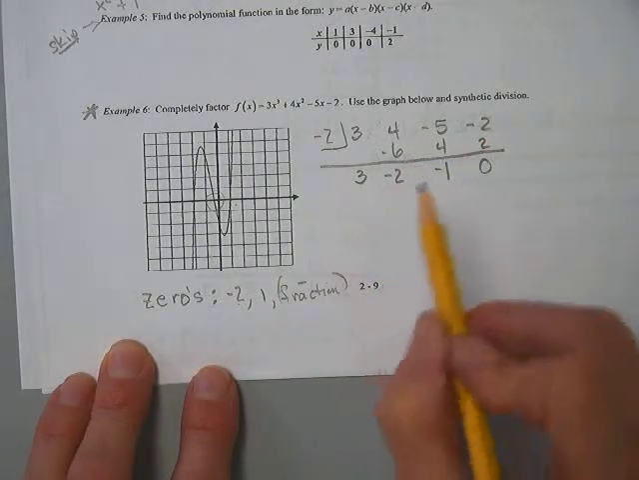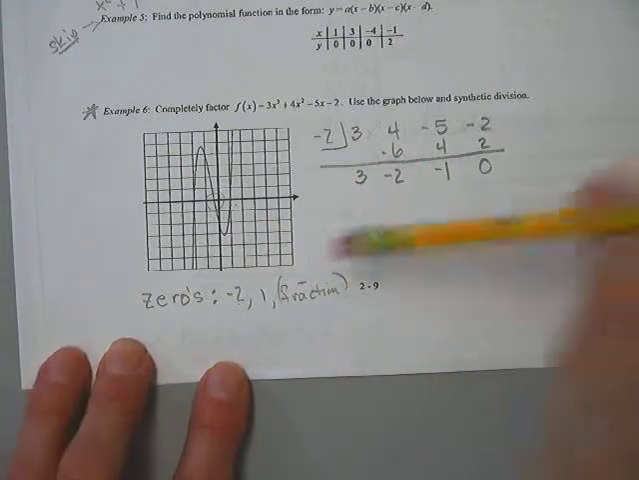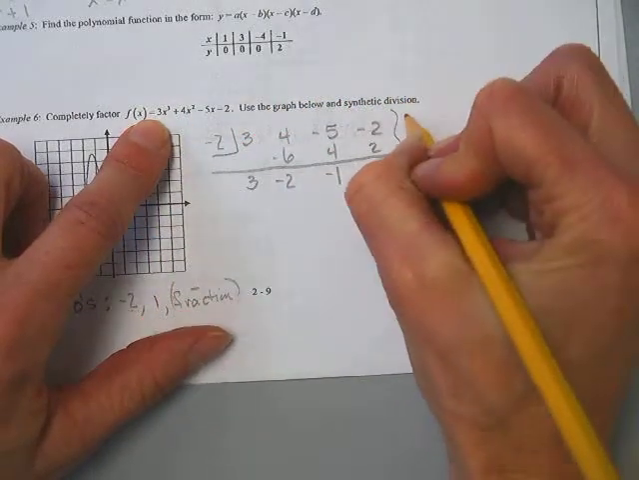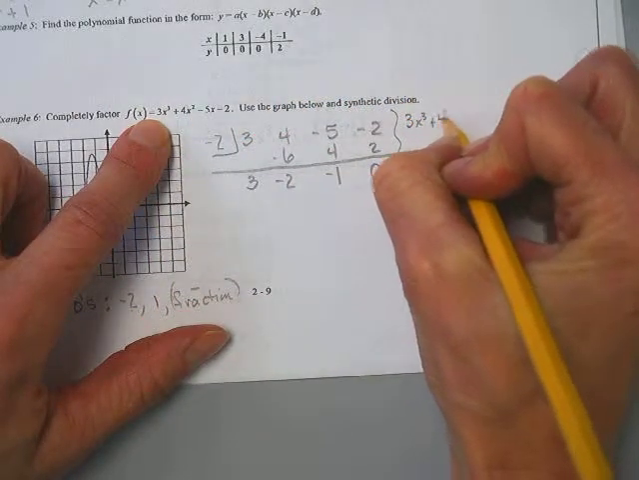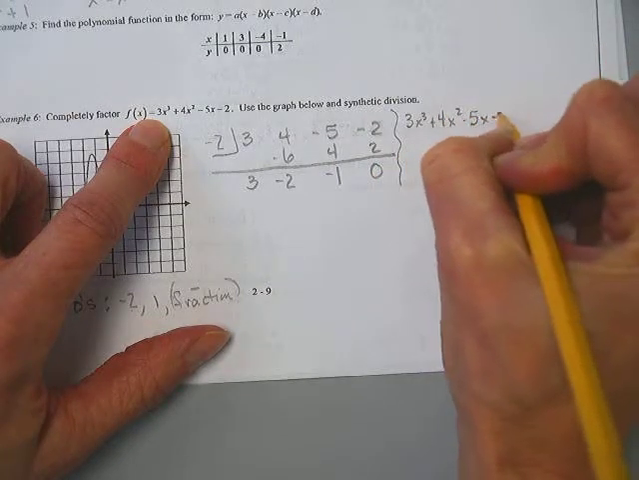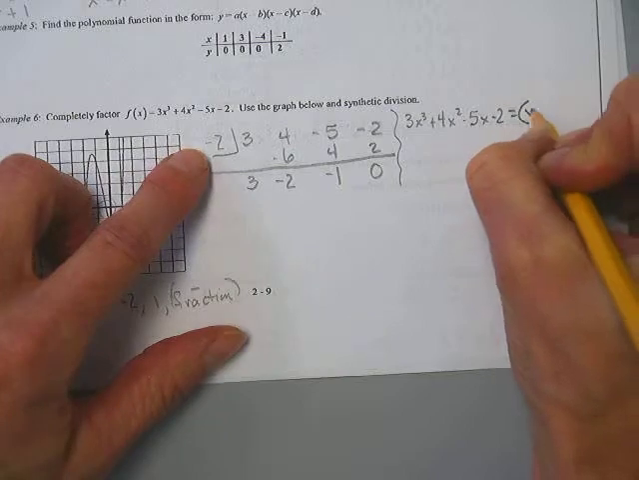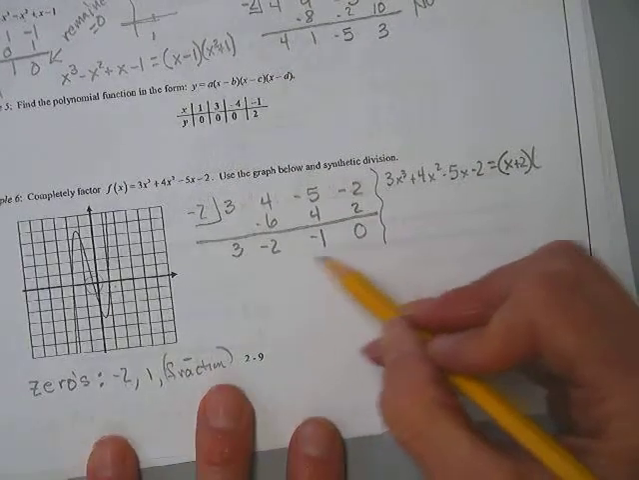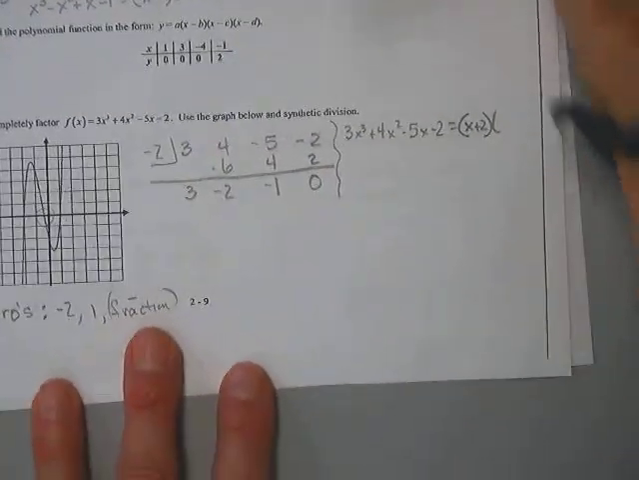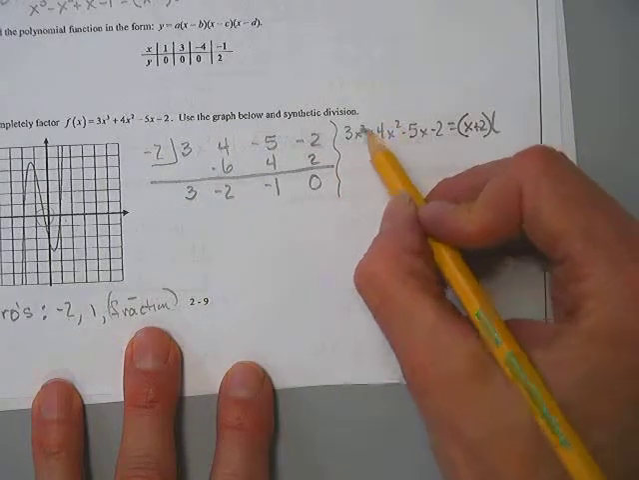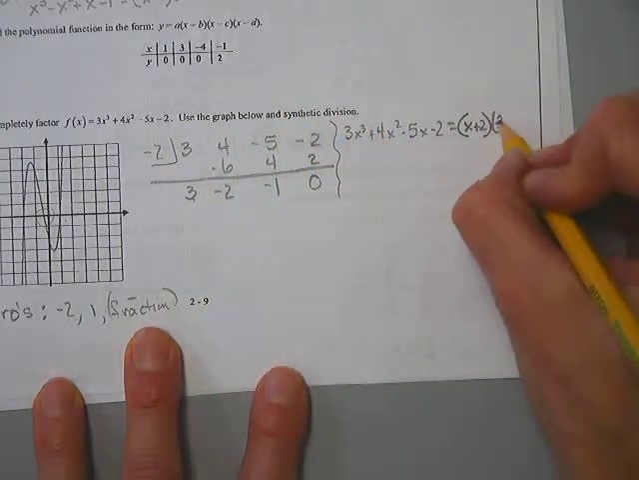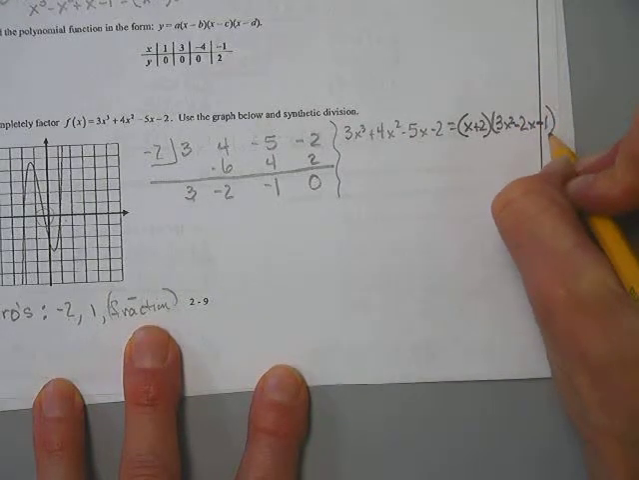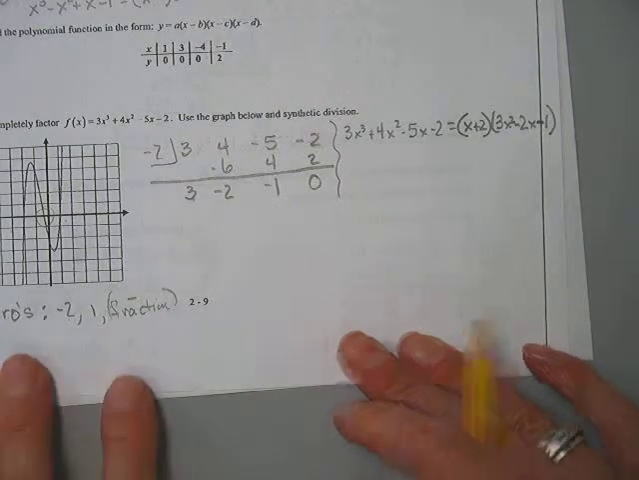Ta-da. Now what that means, you guys, is that this function, 3x cubed plus 4x squared minus 5x minus 2, equals x plus 2 times, and what's the leftover part now? We've got to go down in a power. It was a cubic, so now it'll be 3x squared minus 2x minus 1.